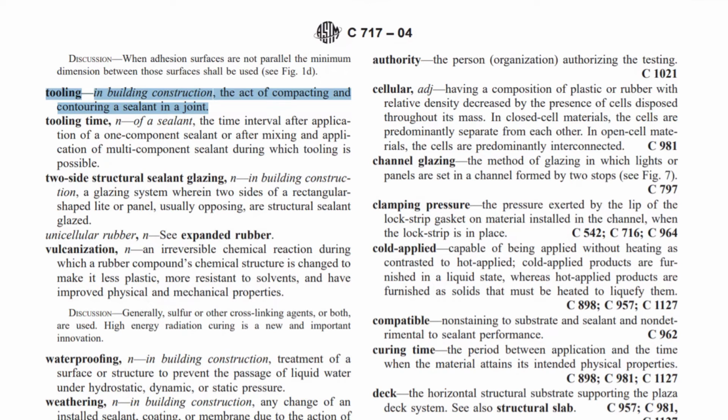Tooling is the act of compacting and contouring a sealant in a joint. Tooling time refers to the interval of time after application of a one-component sealant, or after mixing and application of a multi-component sealant, during which tooling is possible. As the sealant dries, it becomes impossible to tool it.